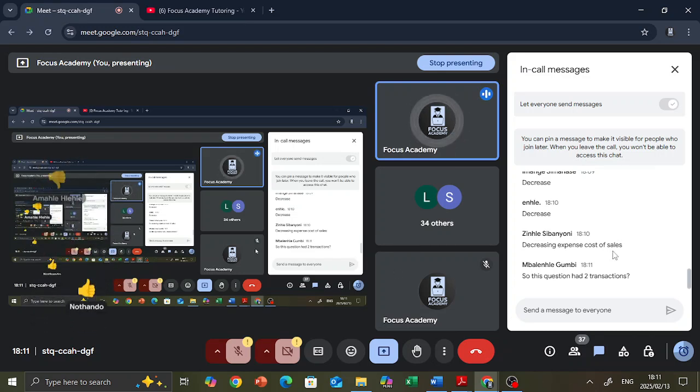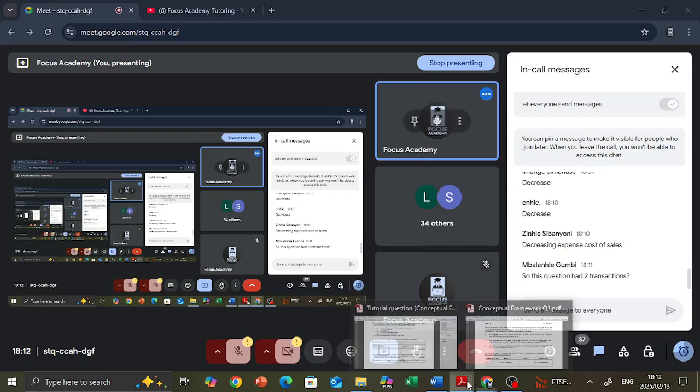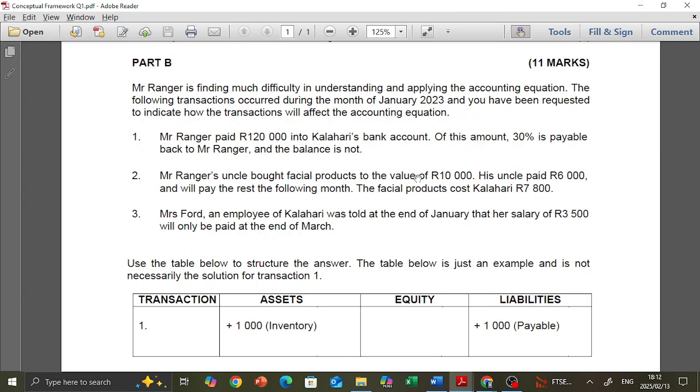Mbalenhle, this question had two transactions. Yes, that is correct. Essentially, it was one transaction, but many different accounts being affected. Not necessarily that it's two transactions. I'll tell you why: if you look here, everything pertains to the fact that his uncle bought the products worth 10K. So it's one transaction, many different accounts.